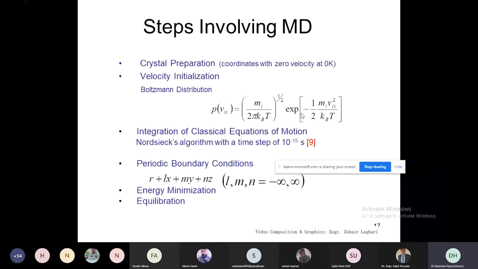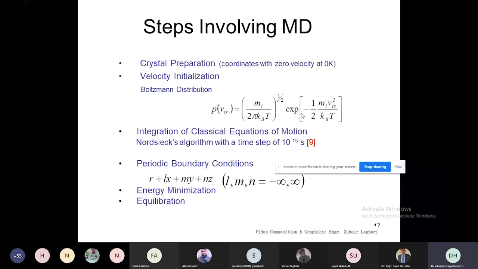Thermodynamics. To make the story, first of all, we have to give some crystal preparation, giving some coordinates of atoms. In our case, we are going to take some metals. Those are the D block elements, and almost all of them have an FCC lattice with the coordinates. At 0 Kelvin we give some coordinates, and then we will give some velocity initializations by a Boltzmann distribution, which is given over here, and then integrate the classical equations of motion by the Nordsieck algorithm.